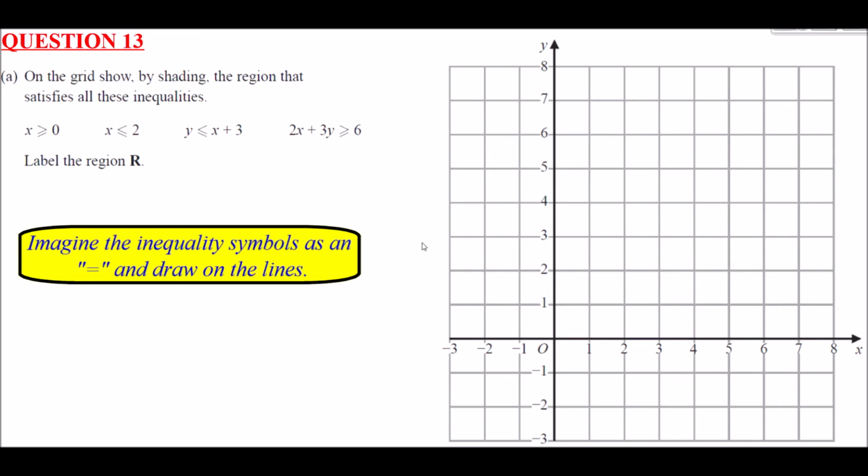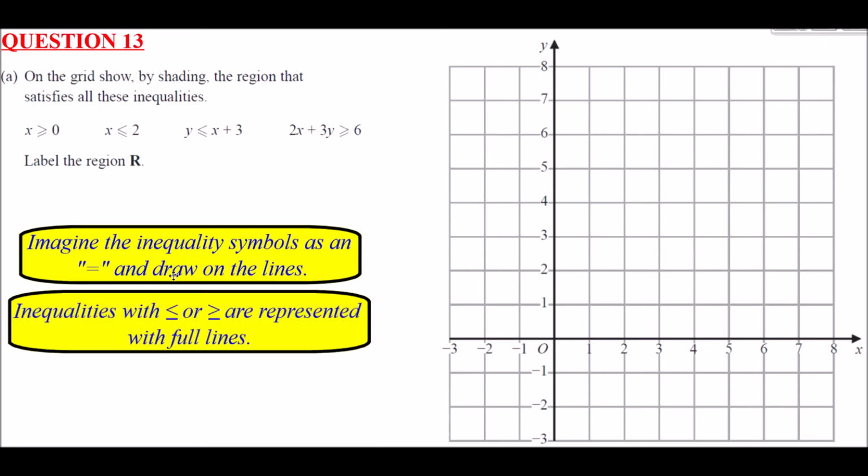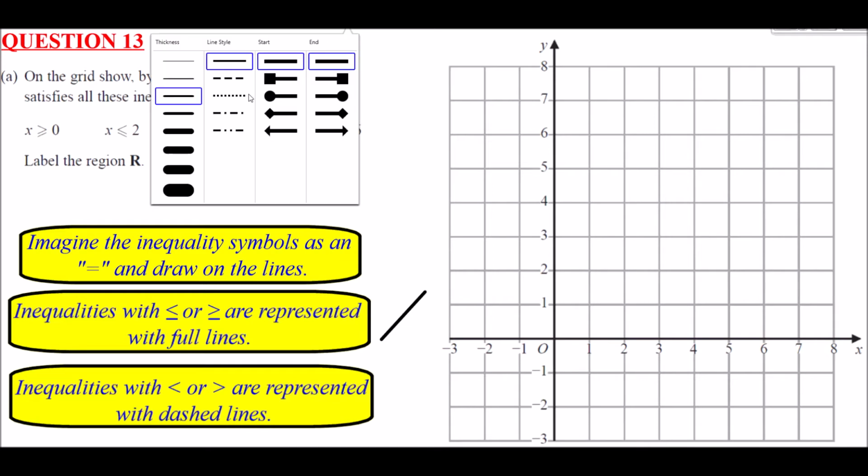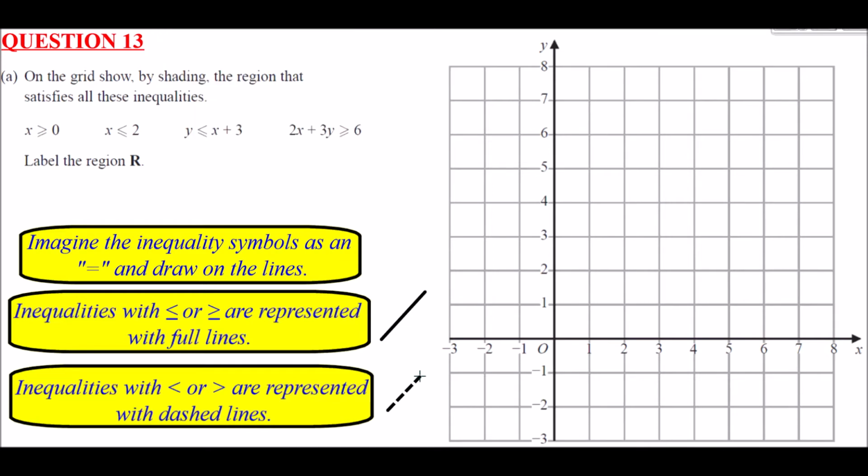The second 2 things to mention, I'm going to mention together. So inequalities with a line underneath a symbol, we represent those with full lines, and similar to that, inequality symbols without the lines underneath, for example that one or that one, need to be represented with dashed lines. So by full lines, I just mean a line without any dashes. So a full line is something like this, and by dashed line, I mean something like that.